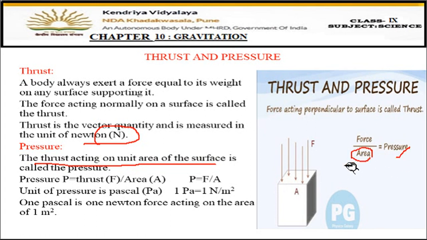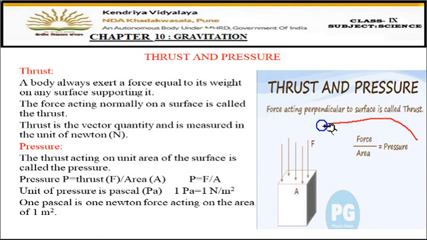Unit area means 1 centimeter square, or 1 meter square, or 1 kilometer square, whatever. Unit means 1. So the thrust which is acting on unit area of the surface is called the pressure. Its formula is P is equal to thrust upon area. Thrust means force only. And what is thrust? Thrust means the perpendicular force acting on the surface.